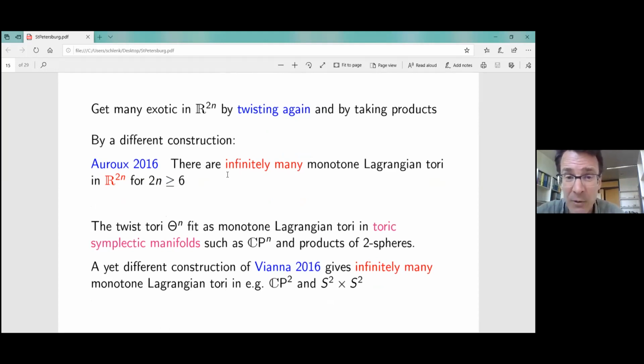We have now infinitely many here, and with the old description in R14, we produce something like 2 to the 14. So how they intersect with the Oru family is unknown. Also in R4, only 2 are known: only the product torus and the first Cherenkov torus, and nothing else.